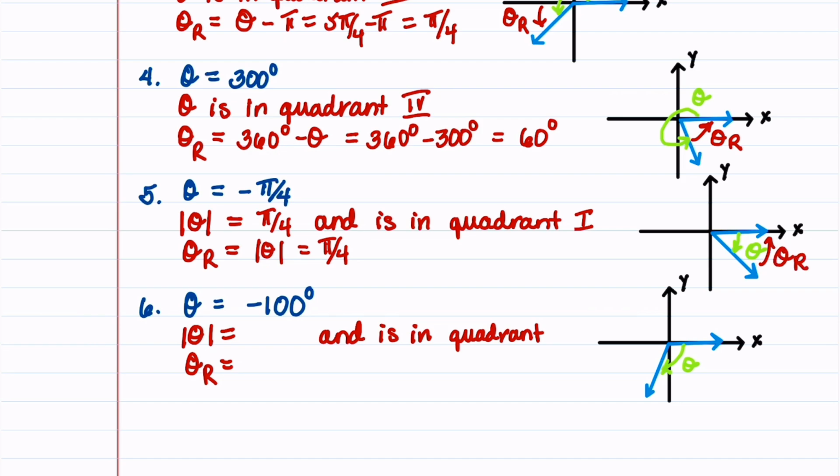In our last problem, theta is equal to minus 100 degrees. So the absolute value of theta is 100 degrees. And 100 degrees is in quadrant 2. So theta sub r is 180 degrees minus the absolute value of theta, which is 180 degrees minus 100 degrees, which is equal to 80 degrees. So that's our reference angle, and we can notate that angle on our graph.